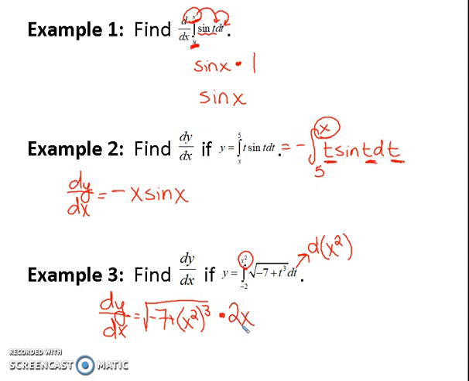And if you want to clean that up at all, that would be 2x times the square root of negative 7 plus, remember when we have a power to a power, we multiply those. So that would be plus x to the 6th. And that would be the answer there for example 3. So that's the concept of the first part of the fundamental theorem of calculus as far as taking derivatives of integrals and how that works.